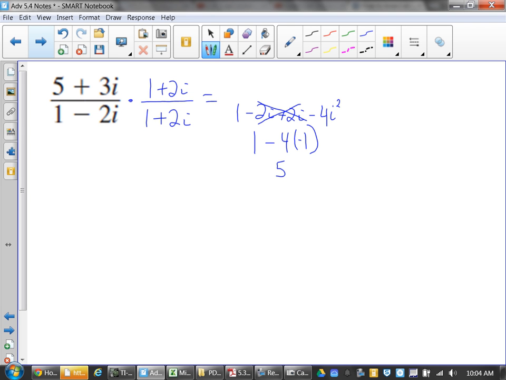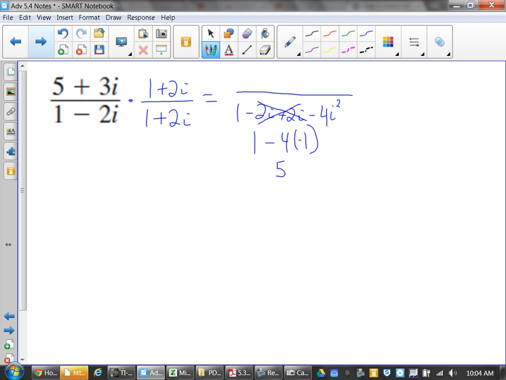FOIL. First, outside, inside, last. But isn't it like 1 minus? 1 minus a negative 5 is, or 1 minus a negative 4 is 5. Yep. Same change opposite. It's been a while, I know. All right? I do the same thing to the numerator.